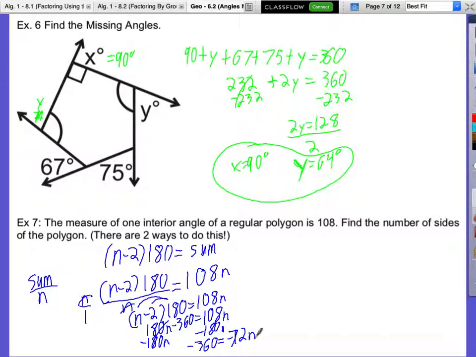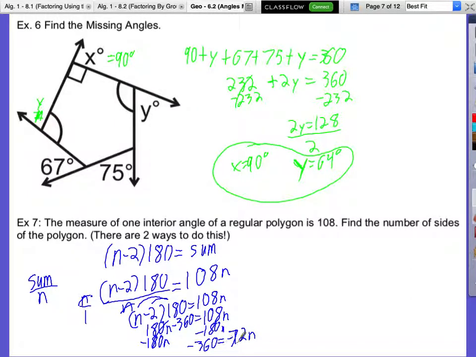I'm still up at the part where it's here? No, down one more. Right there. How did you get 180n? I distributed 180. Yeah, but what about that n that you have up there? It's right here. So this multiplies with both sides to get it out of the denominator.